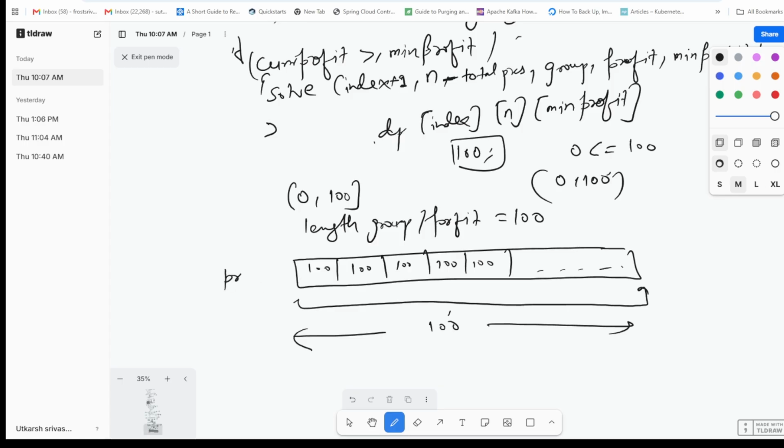This is the profit array. So if we keep on adding the current profit, then it will be very, very large, something around 100 into 100. That will be very, very huge, which consumes a lot of memory in DP. And we need only min profit, so it is better to use min profit as a state in our DP. That is one optimization that we can do in this question.